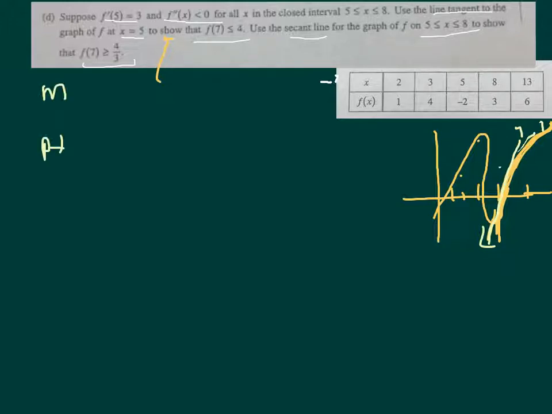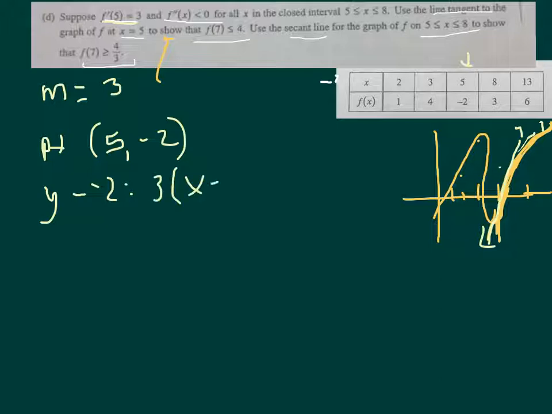Point is easy. Look at the table. You want the tangent line at 5, so the point is 5, -2. Tangent lines are simple. You need a point and a slope. The slope is given to you right here. That's the derivative at 5 is 3, so the slope is 3. So my tangent line is y minus -2 equals 3 times x minus 5.